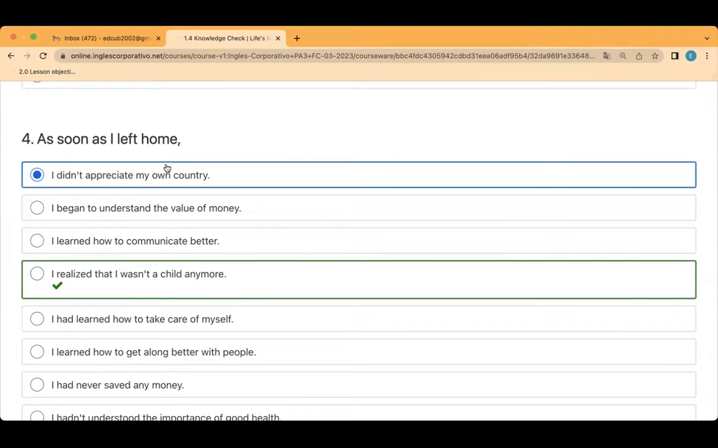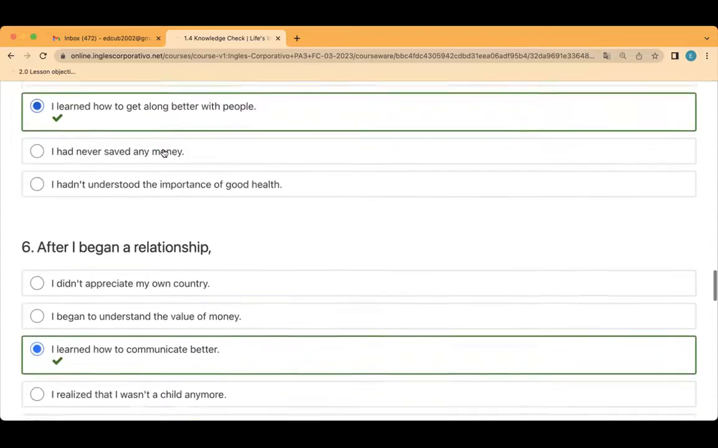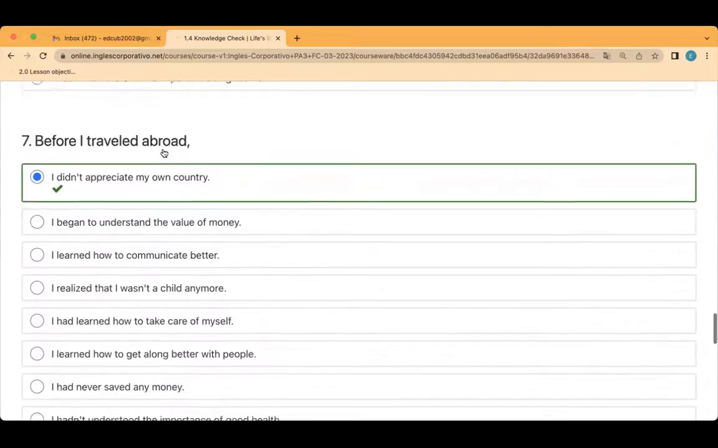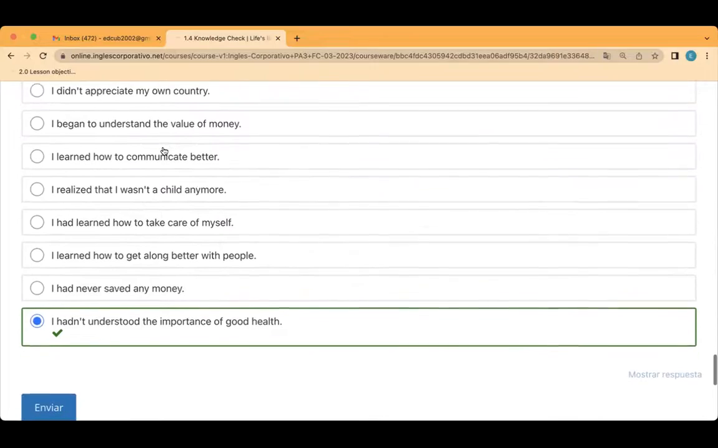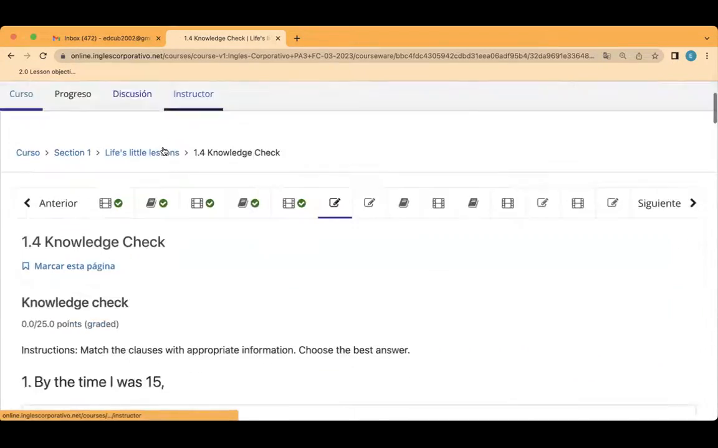Not when you left home, like you left your country. Okay. Number five was correct. And number six and seven were correct as well. And number eight. So as we can see, the first ones are the ones that we didn't get.